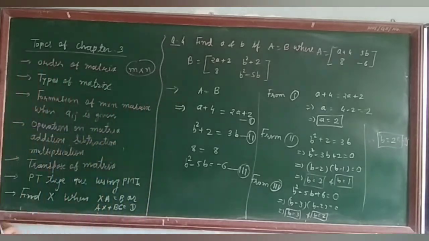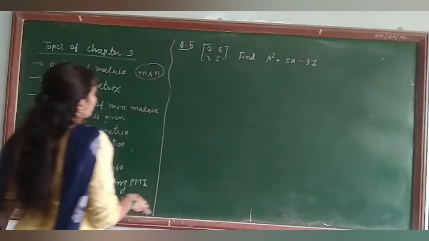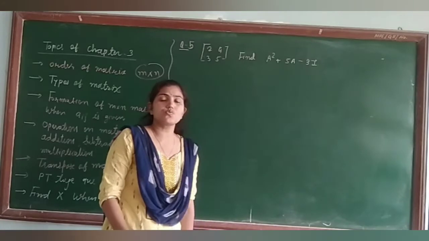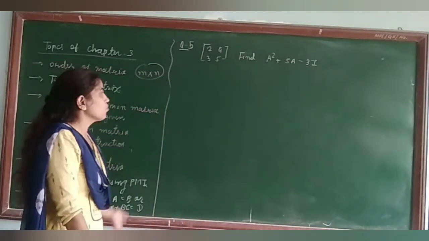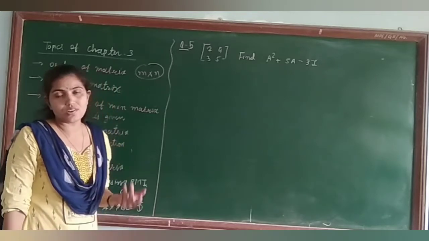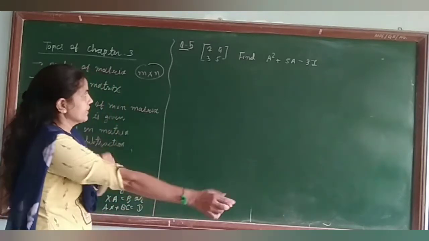After this, we are taking one more question, which is based on addition and subtraction. Now students, in this question we have the matrix 2, 4, 3, 5 and we have to find A square plus 5A minus 3I. You know that in this question we will use addition, subtraction, multiplication, all the things. So that's why I have taken one question like this.